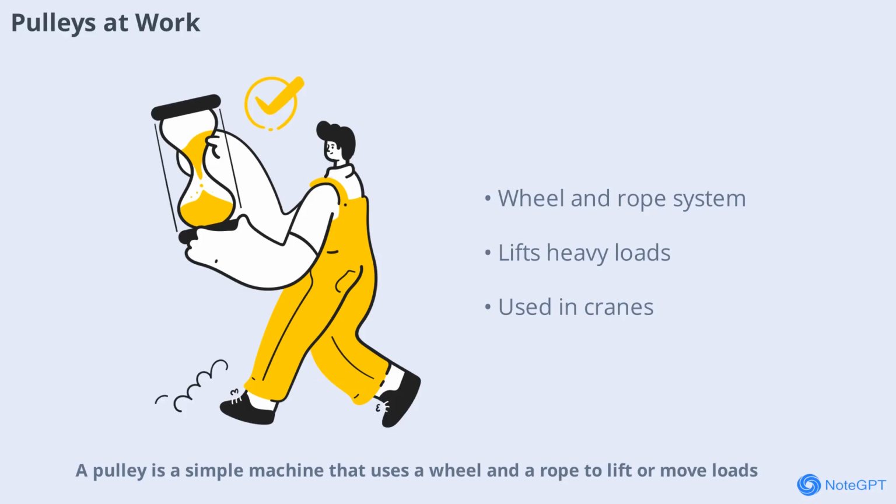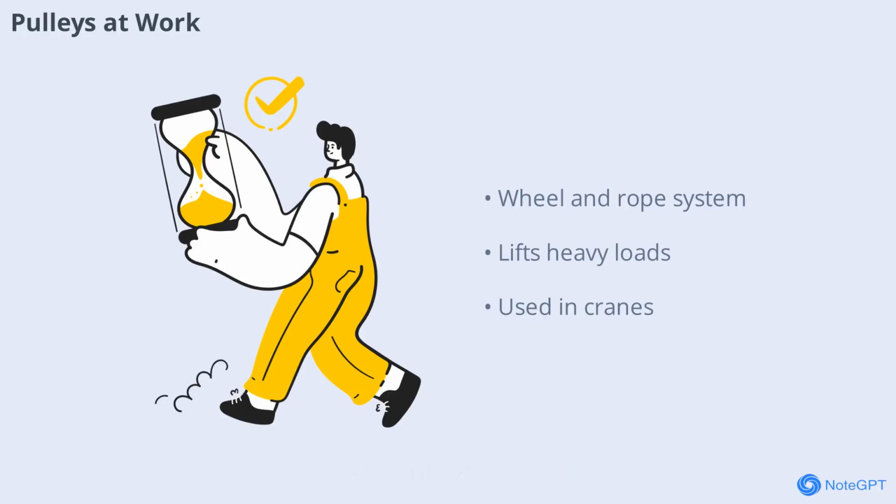A pulley is a simple machine that uses a wheel and a rope to lift or move loads. By changing the direction of the force, pulleys make it easier to raise heavy objects. They're used in cranes, elevators, and even flagpoles. Multiple pulleys can be combined to further reduce the effort needed.